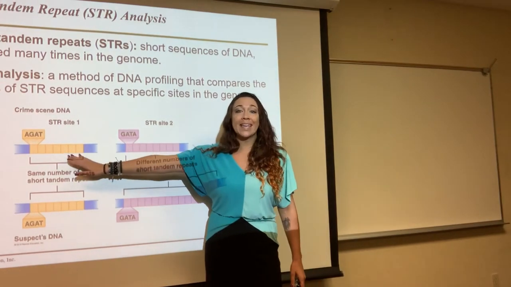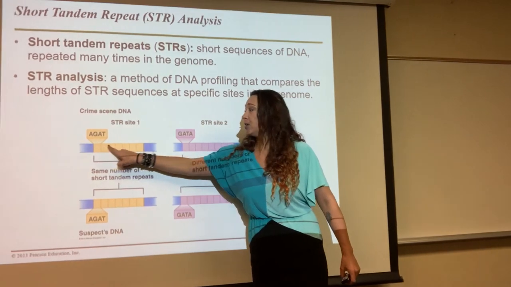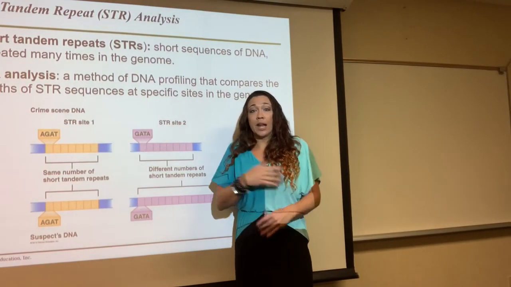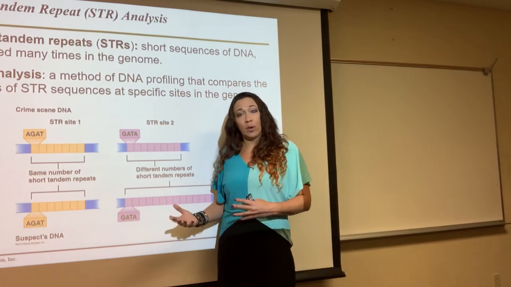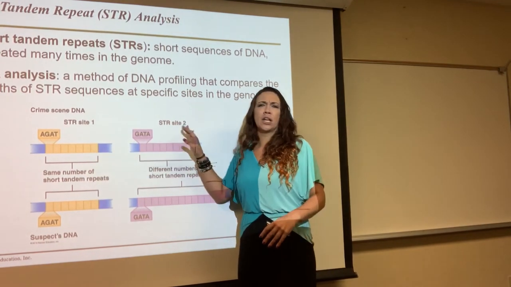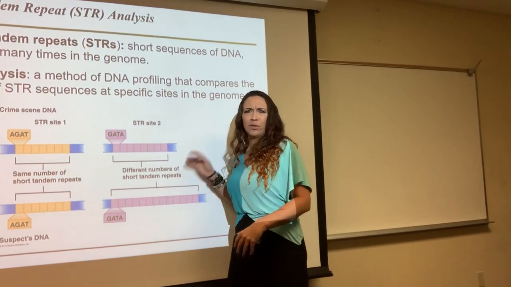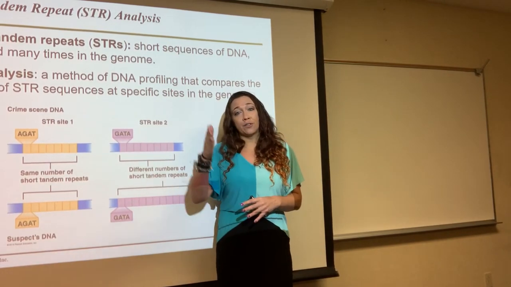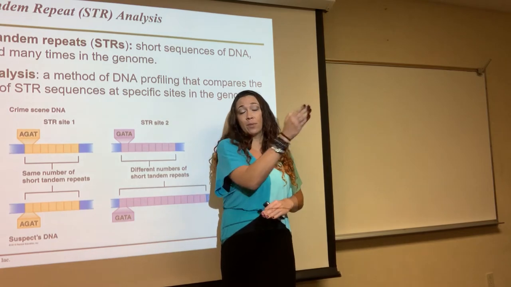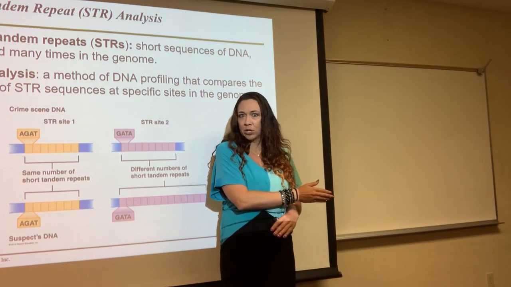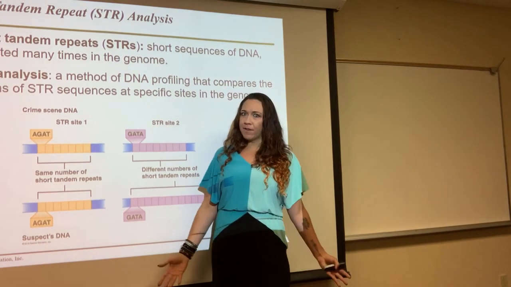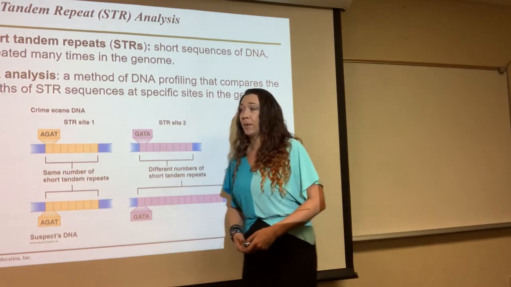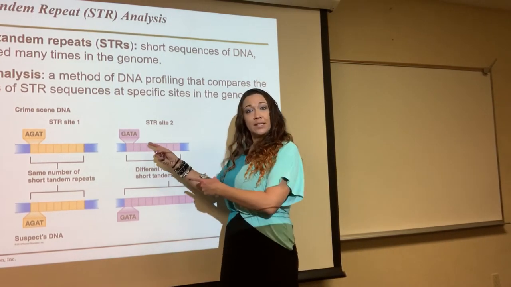But again, all you're doing is counting the short repeated segments, because everybody has a certain amount, and the number differs between people. So maybe at STR site one you have 7, STR site two you have 8, STR site three you have 14, who knows? But that's what you look at. You look at all these different STR sites, and if every single one of them comes up with the exact same number as you, the chances are very, very, very low that it could have possibly been someone else. Realistically, it was probably you. So don't do crimes, because this is how they catch you.